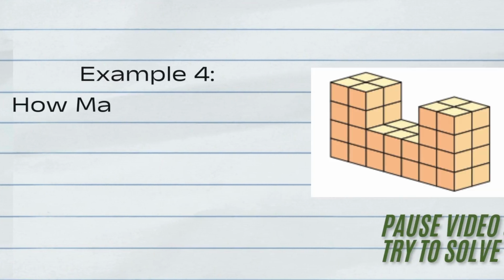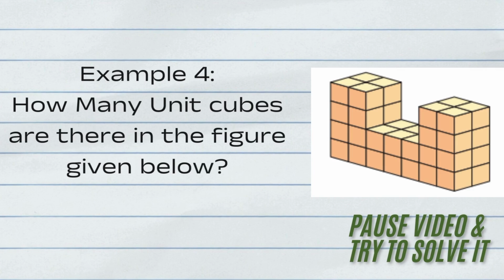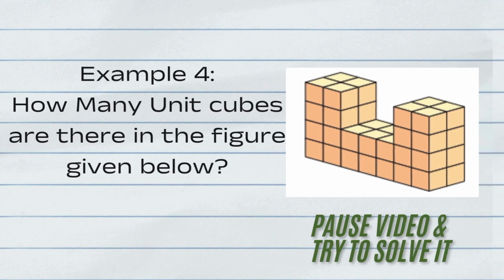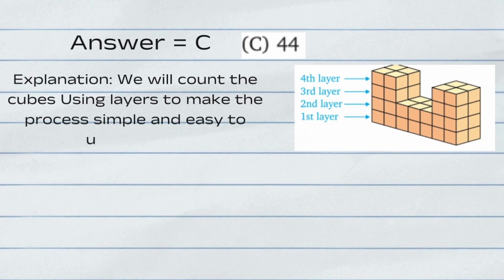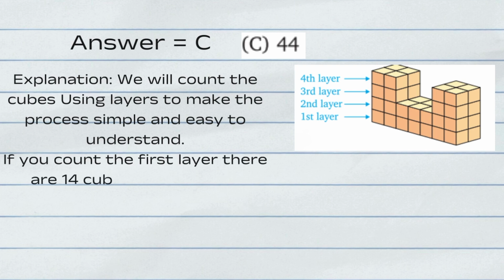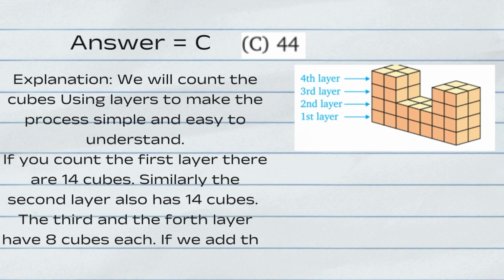Example 4. How many unit cubes are there in the figure given below? Explanation. We will count the cubes using layers to make the process simple and easy to understand. If you count the first layer, there are 14 cubes. Similarly, the second layer also has 14 cubes. The third and the fourth layer have 8 cubes each. If we add the number of cubes, we get 44.